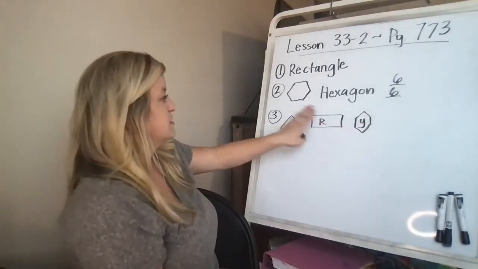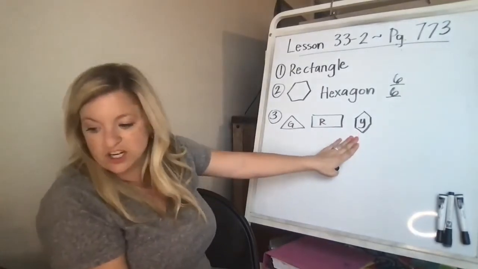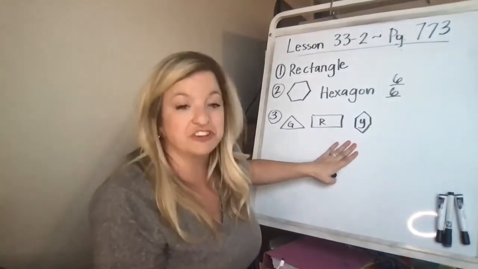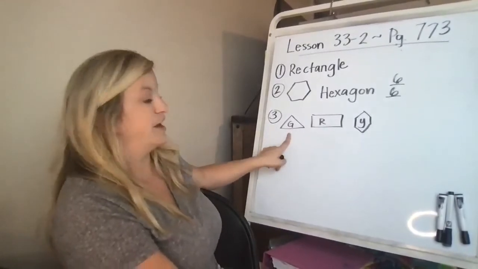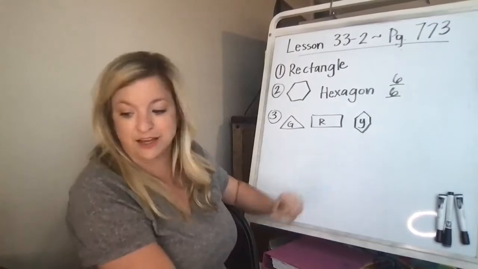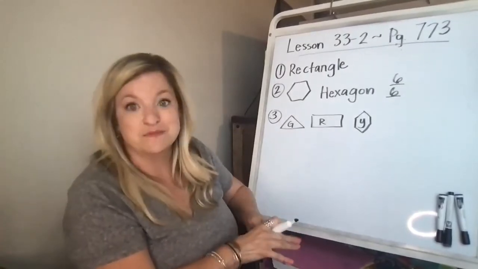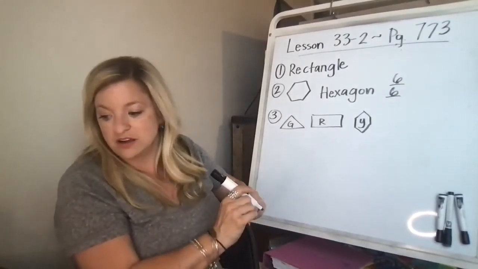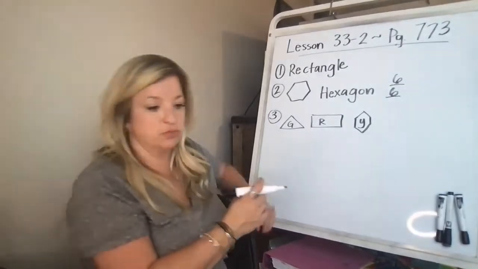And I flipped it. So the book flipped it too. And I don't want you to freak out if you see it flipped, because triangles go any direction, rectangles go any direction, hexagons, same thing. So don't let them trick you. Number 4, color the shapes with square corners blue.